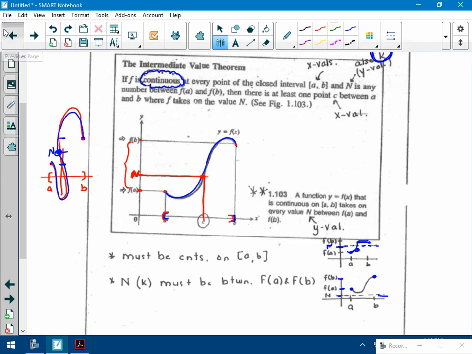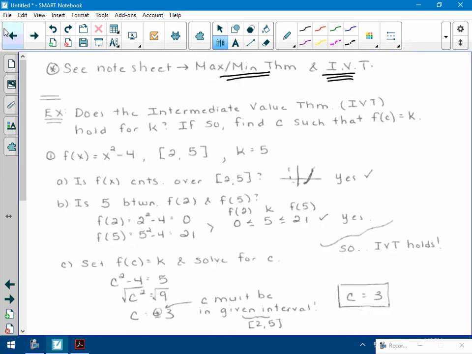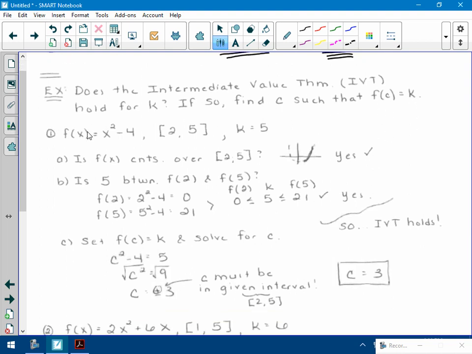So let's go back to the notes. Does the intermediate value theorem hold? I'm just going to call it IVT usually, for this value of k. If so, find a c such that f of c equals k. So if f of x equals x squared minus 4, and my interval is between 2 and 5, and k equals 5, does the intermediate value theorem hold?